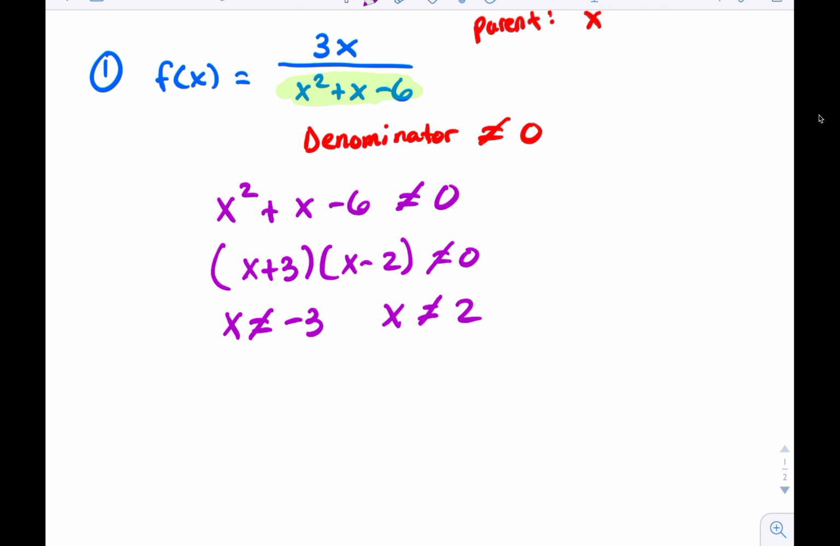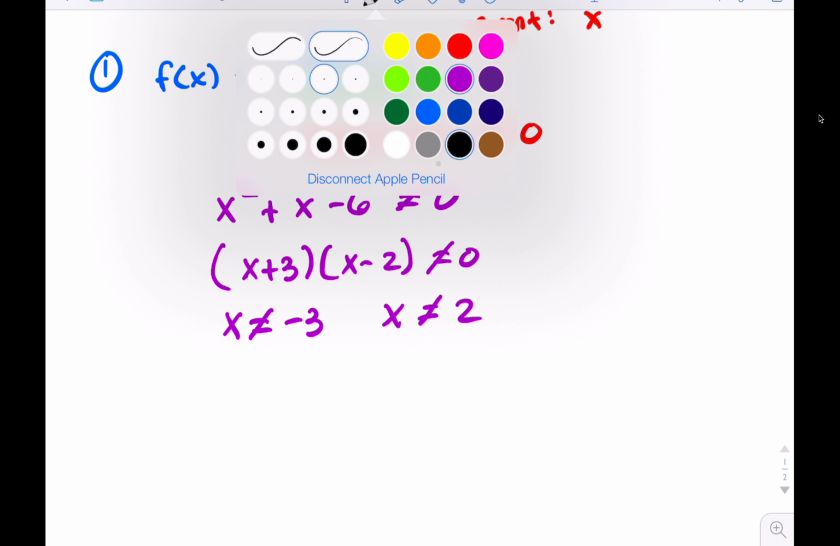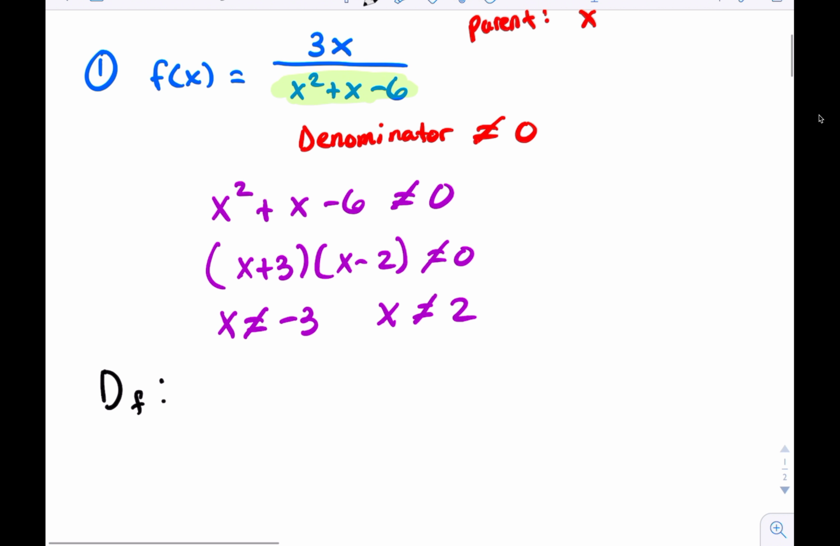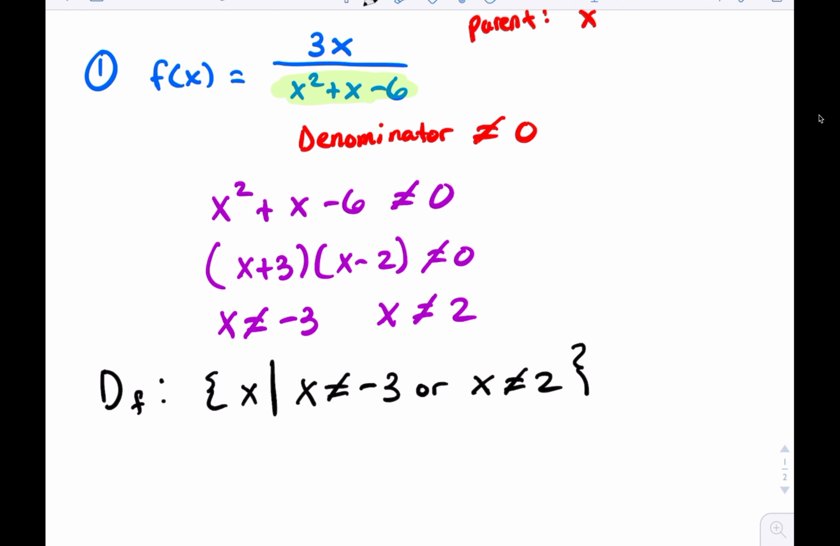All right, so now I'm going to write my domain. I have the domain of f. The first one that I'm going to do is in set notation. Again, I'm going to start with my brackets. So it's the set of all real numbers such that x cannot be negative 3 and x cannot be 2. That would be an example of how you would write it in set notation.